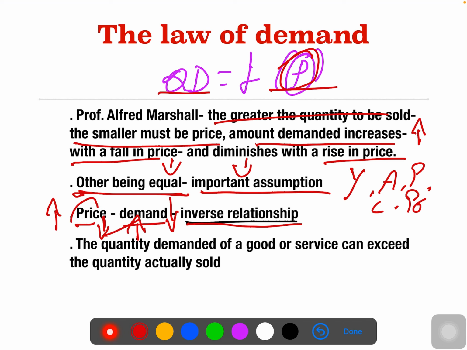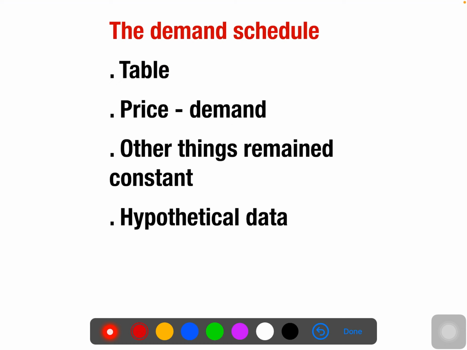In this case, price is the independent variable, demand is the dependent variable. I have shown you here, price is the independent variable, quantity demanded is the dependent variable. So in this case, the quantity demanded of a good or a service can exceed the quantity actually sold.